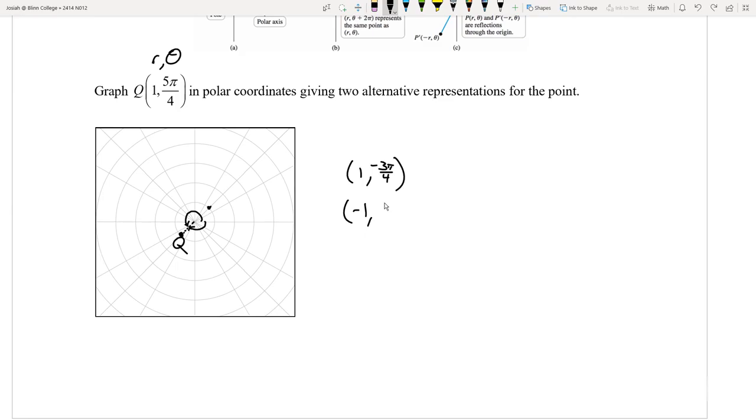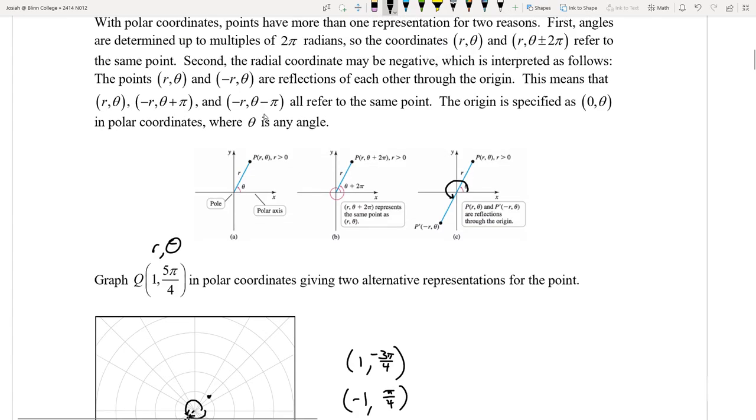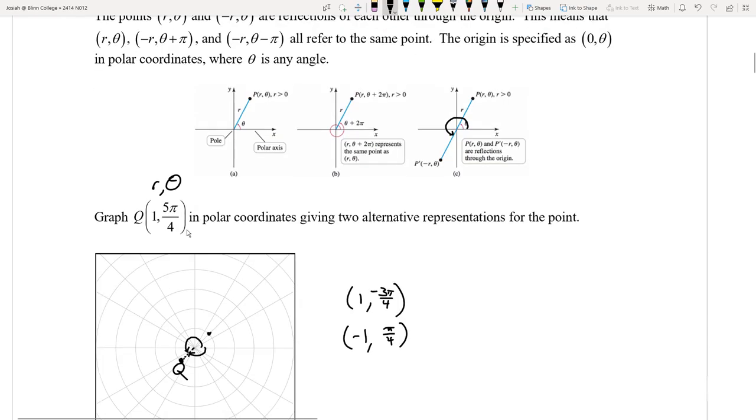So this angle here is just pi fourths. We go pi fourths, and instead of going 1, we go -1, so we jump back through the pole down that way. And as you can see, this matches up with the representation we said earlier. This is going to be -r, theta minus pi: 5 pi fourths minus 4 pi fourths.